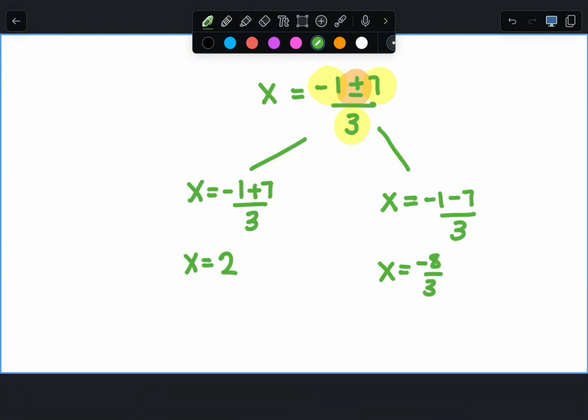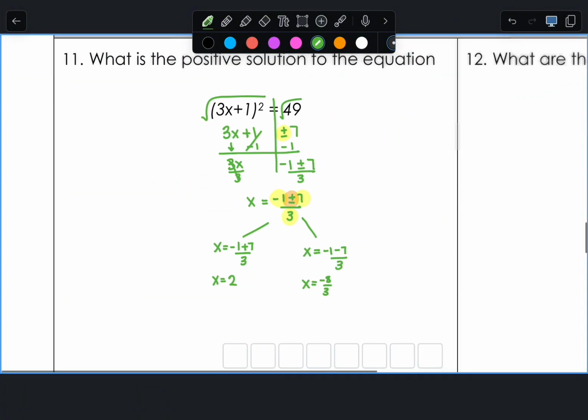And what is our solution? They want the positive solution. So it'd be 2.